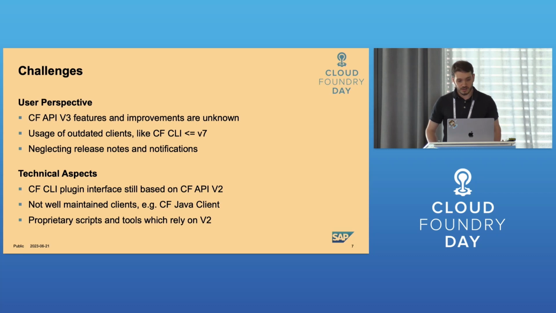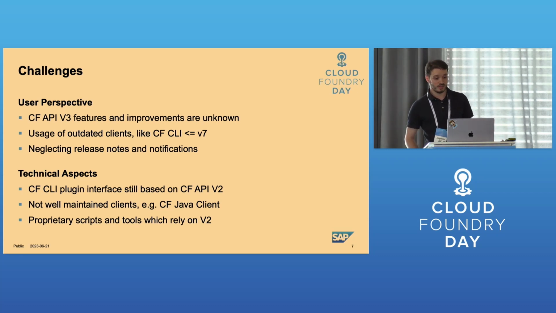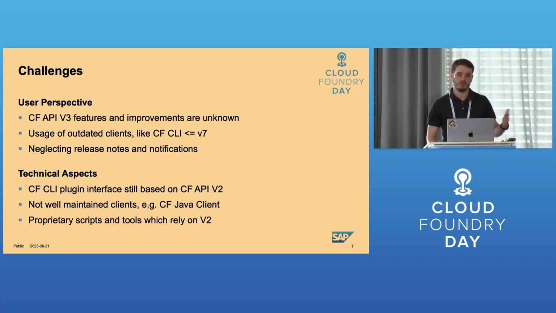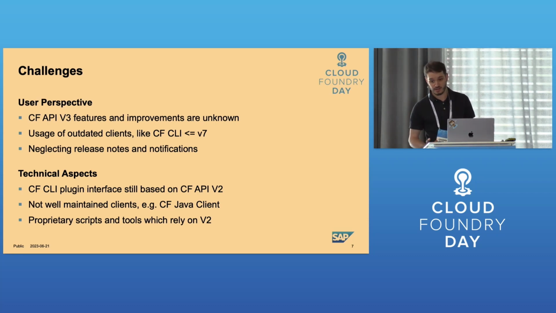On the technical side of view, the CF CLI plugin interface is still based on the V2 API. You can write a plugin using V3, but it requires much more effort because the standard interfaces will always point you into using V2.